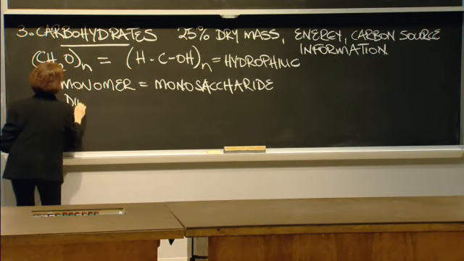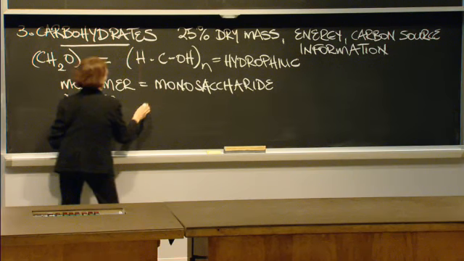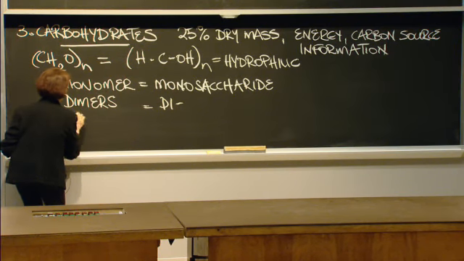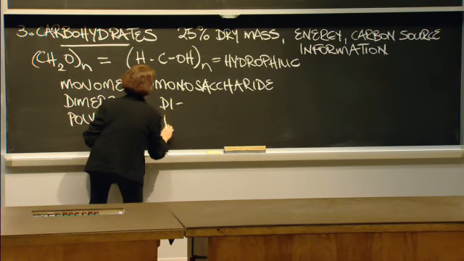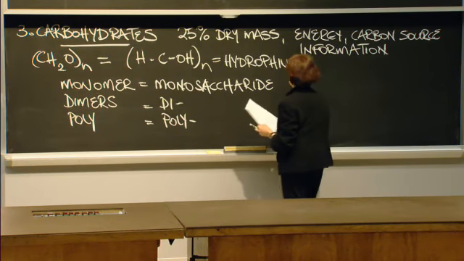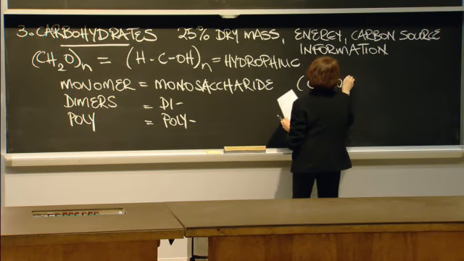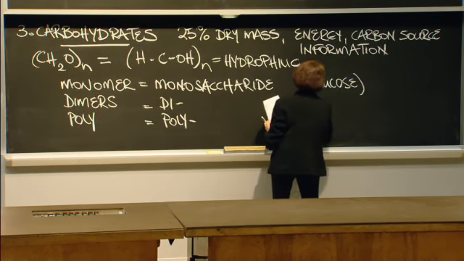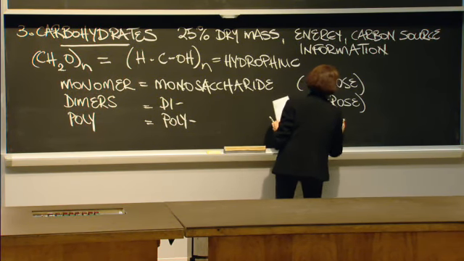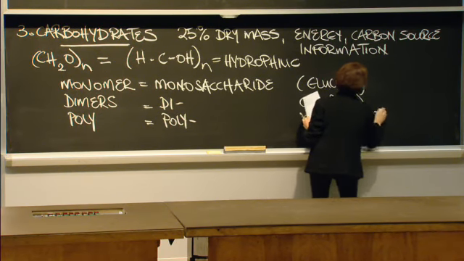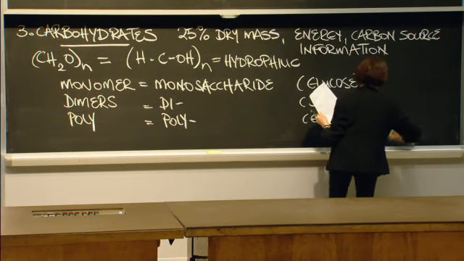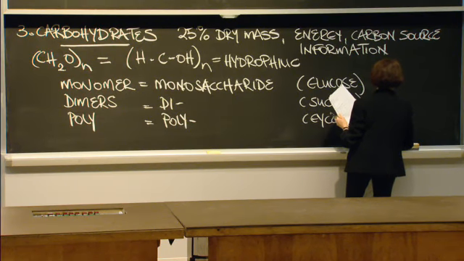And there can be dimers, which would be a small polymer, which would be a disaccharide. And then you can also get long sugars, which would be polysaccharides. So a monosaccharide, for example, would be glucose, a disaccharide, sucrose, and a polysaccharide, glycogen in animals, or starch, or cellulose in plants.